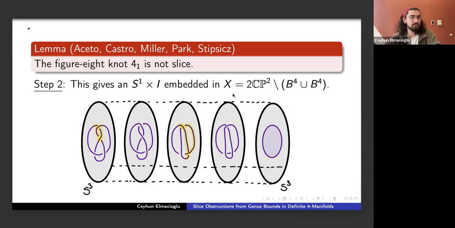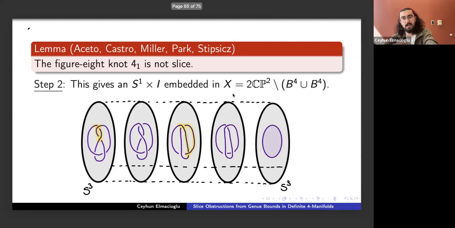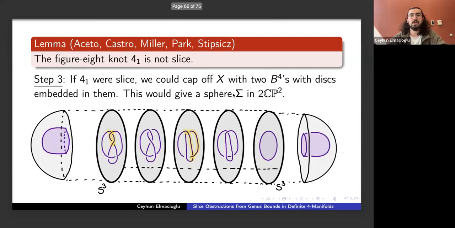So this is like a cylinder, and we have the boundary, and we have to cap that off to get to 2CP2. So we are missing 2B4s. Basically what we got is an S1 cross interval embedded in 2CP2 minus 2B4s. Okay, so we are going for a contradiction here. If the figure 8 knot were sliced, we could cap off this 2CP2X, which is 2CP2 minus 2B4s, with 2B4s with disks embedded in them, because being sliced means there's a disk in B4 bounding this knot, right?